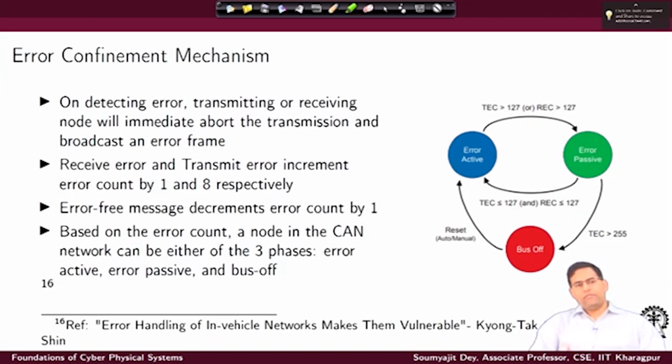In error passive mode, the node will send an error frame, but at the same time it also has the ability to transmit other messages. Although it is sending an error frame, which is a signal that it is of late getting a lot of errors. However, if the transmission error count of some particular node goes beyond 255, then it is temporarily taken off the CAN network and it goes to what we call bus off mode.